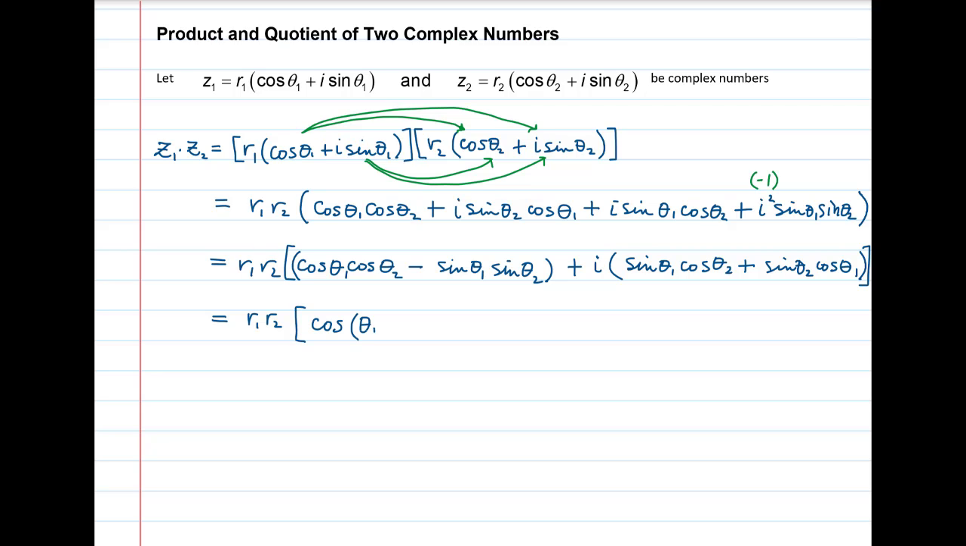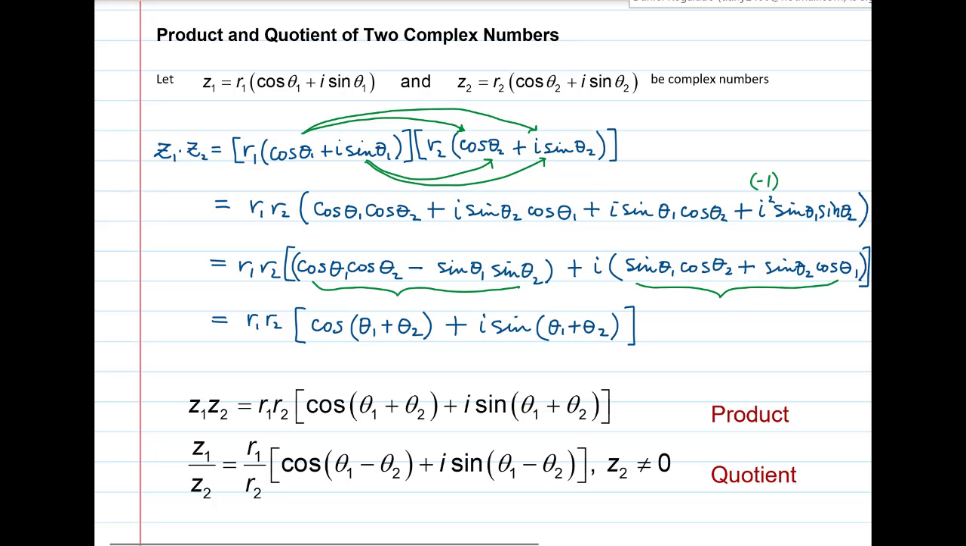Now, what I have in parentheses here should ring a bell from your set of identities. This first parenthesis is actually the cosine of a sum, and this other parenthesis is the sine of a sum of two angles, right? So I'm going to condense that using my sum and difference identities, and I get cosine of theta 1 plus theta 2 plus i sine of theta 1 plus theta 2. Okay, so here we have it. That would be our formula for the product of two complex numbers, and this is already in trigonometric form.